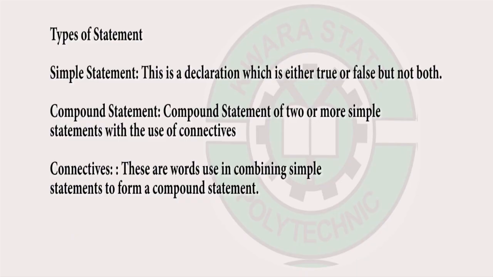Like for example, I say, I am a man and I am a lecturer. I am a man, the first part, is a simple statement. I am a lecturer, also is a simple statement. But I use and to connect the 2 statements together. So that makes it a compound statement. I am a man and I am a lecturer now becomes a compound statement.